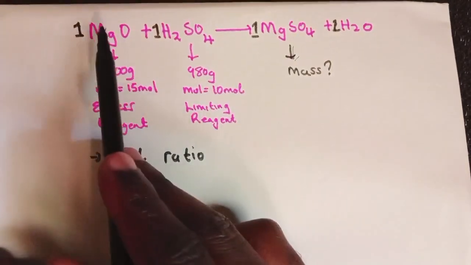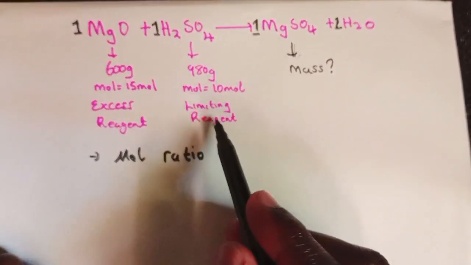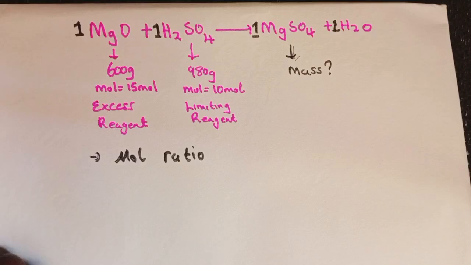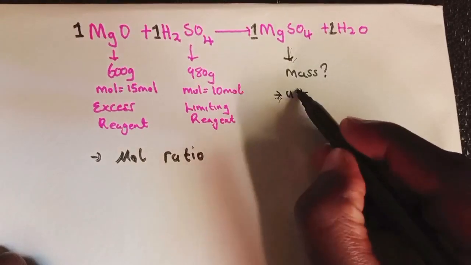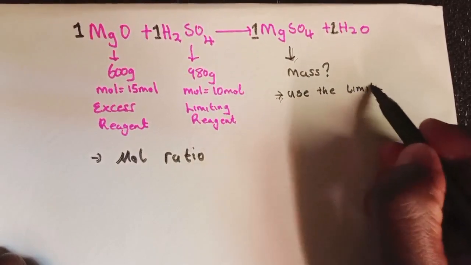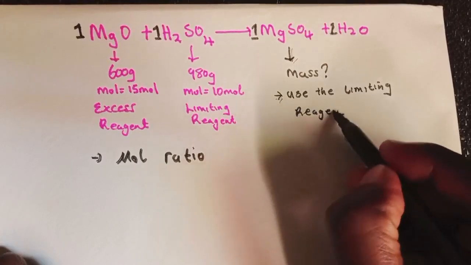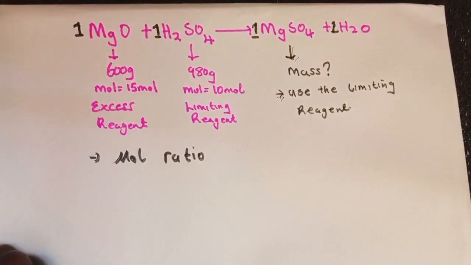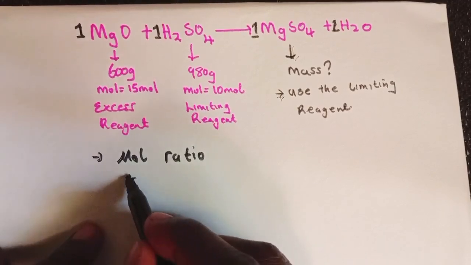So we can use any of these to determine the mass here. But since we know the limiting reagent, it is the one that will control how much magnesium sulfate will be formed, because it's the one that finishes first. So this is the importance of knowing the limiting reagent. You are supposed to use the limiting what? Reagent, the one that will control. So we are going to do the mole ratio for what? Sulfuric acid.